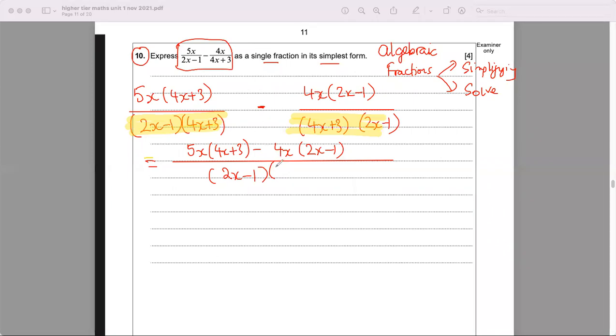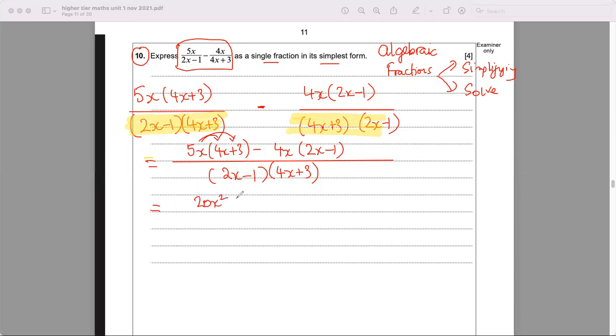Now you can see that I actually didn't expand the bracket in the denominator, because when you expand the bracket there, it doesn't really make any difference. It doesn't make your fraction simpler or neater, and you wouldn't gain any mark for doing that. But with the numerator, however, you will have to be able to expand and simplify.